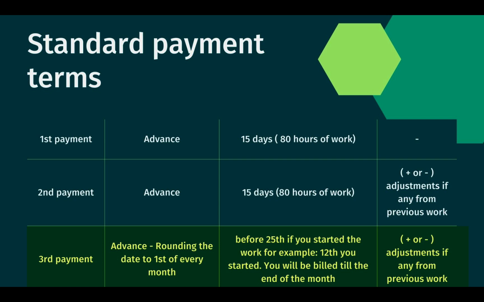This time, the billing date is rounded to the 1st of every month. This means that if the consultant was hired on the 12th, the billing date will be moved to the 1st of the next month. This is also an advance payment. The previous month's actual work hours are also adjusted to settle the previous invoice amount.